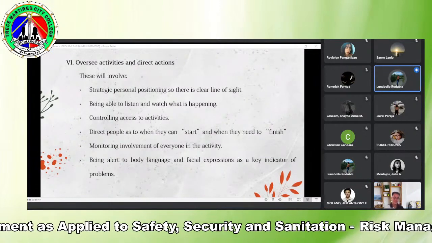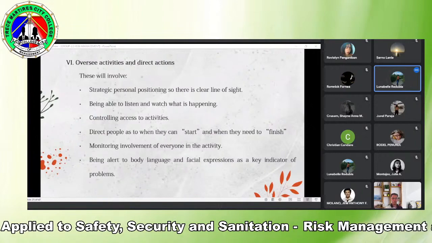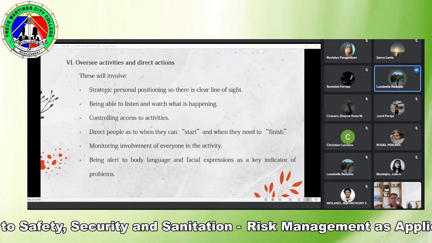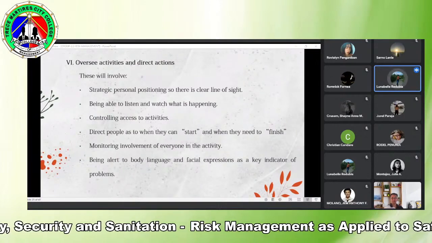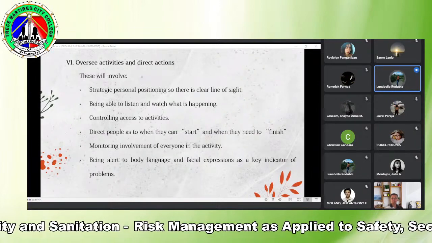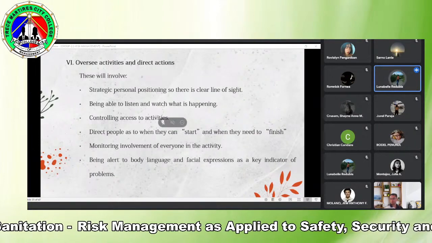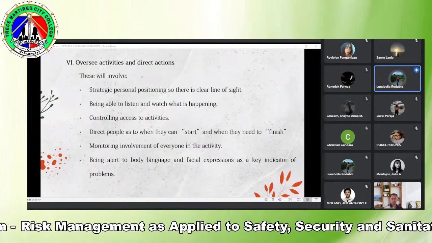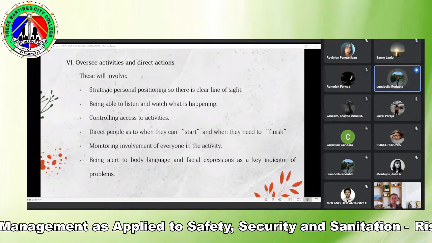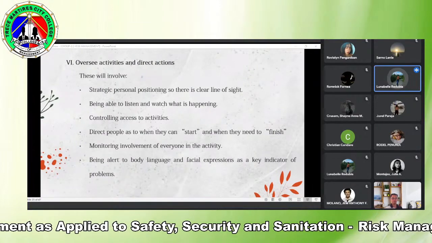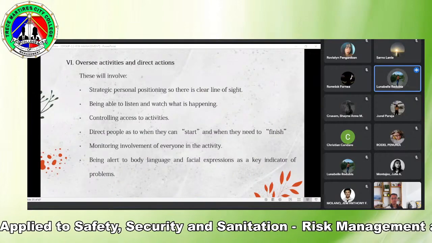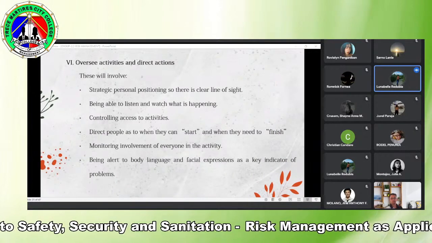Controlling access to activities. Controlling access so you can manage how to prevent an accident, kung paano ma-handle yung isang situation once it turns downside. O kung akala mo okay yung isang pangyayari but bigla na lang gumulo. Once you are controlling an access, you can manage it properly po.